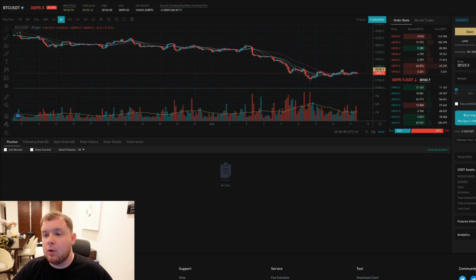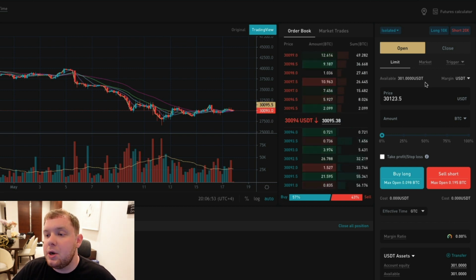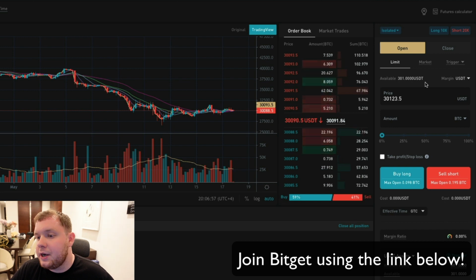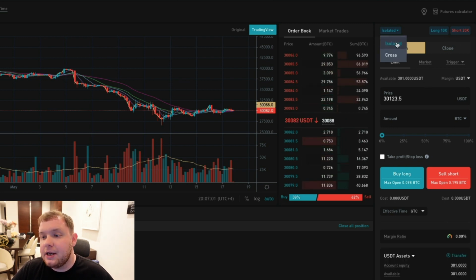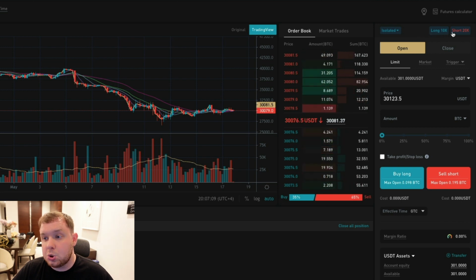You want to have available balance in your account. I have $300 in my trading account. You want to go ahead and transfer it if you haven't already to your trading account. Then I always put isolated, which is in my opinion much better. It doesn't take margin from all your accounts. Then you can choose in fact what you want to do, long or short.